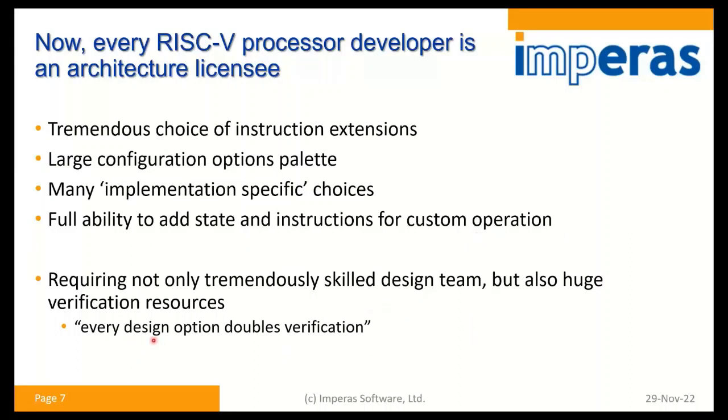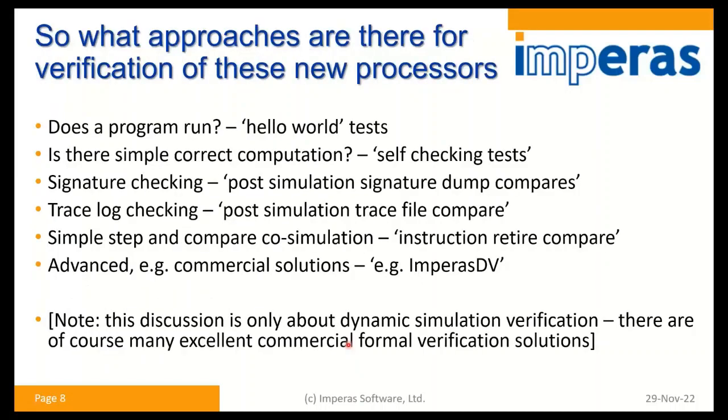So you've got a huge amount of verification that needs to be done. And one of the things that people don't realize is that whenever you change something or add an extra option, you almost double the verification. So there's a lot to be learned about the process of verification, and there's a lot to be done. And it's changing the way people do things.